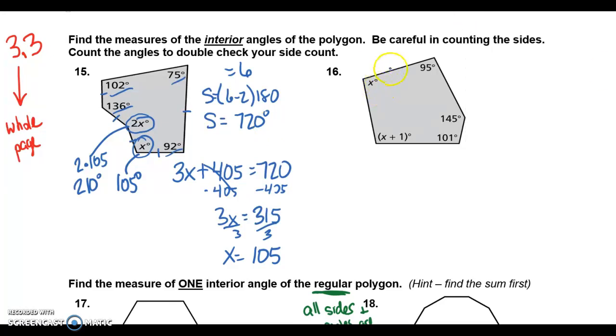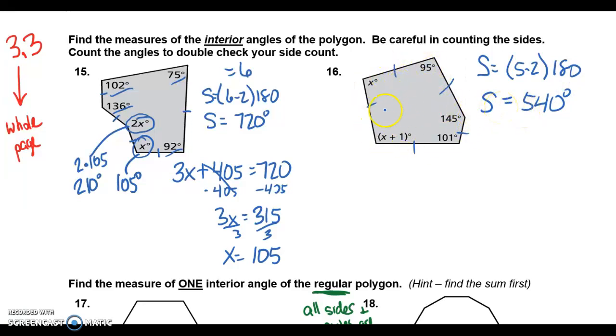Okay, same thing here. 1, 2, 3, 4, 5. So the total is 5 sides minus 2 times 180. So that total sum is going to be 540 degrees. So these 5 things add up to 540.